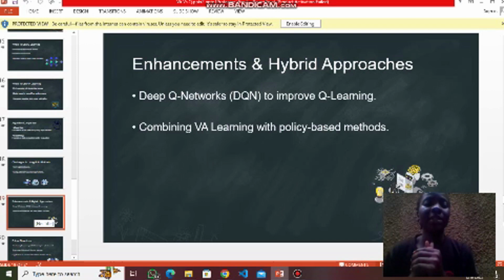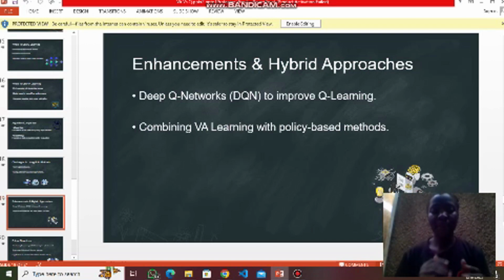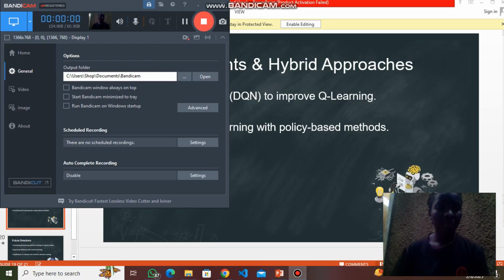To say something on enhancements and hybrid approaches, we have deep Q neural networks, which basically improve Q-learning. They're also a concept in reinforcement learning. Then if we combine V-learning with policy-based methods, this also basically improves on both approaches.